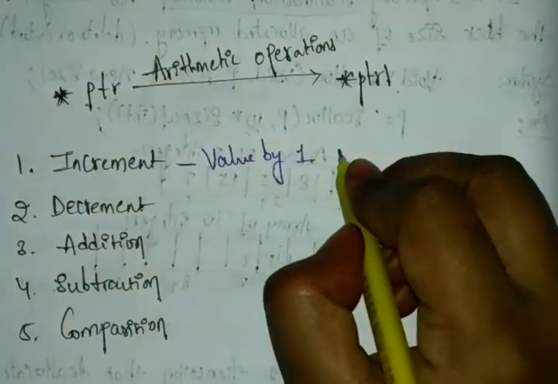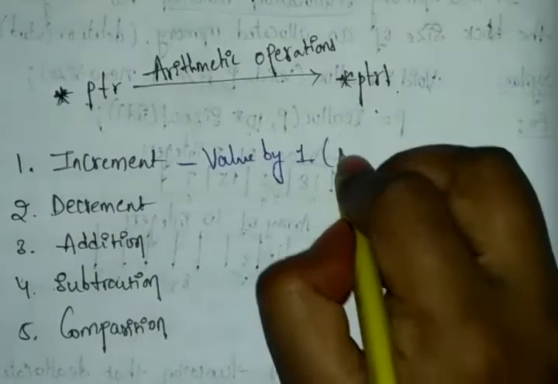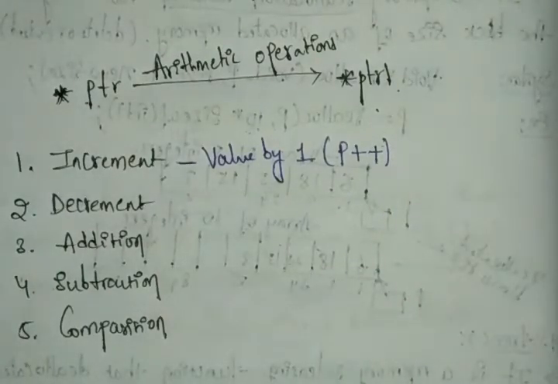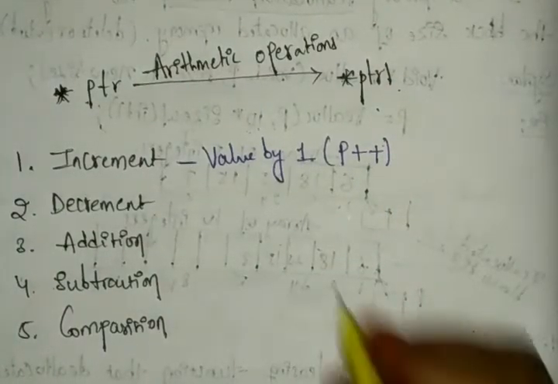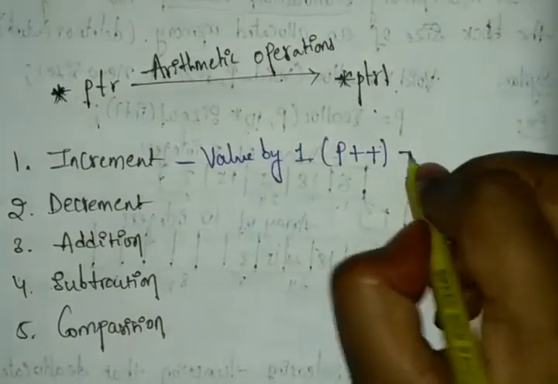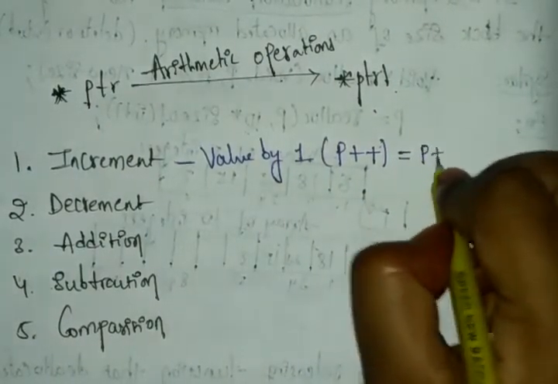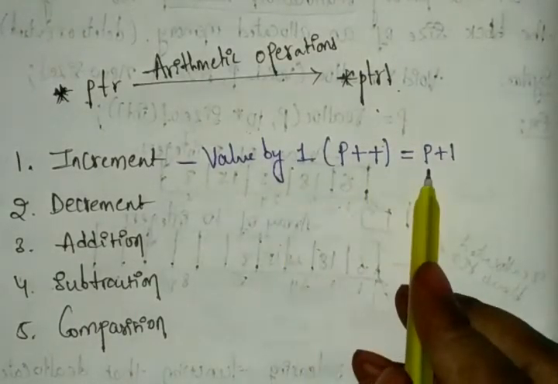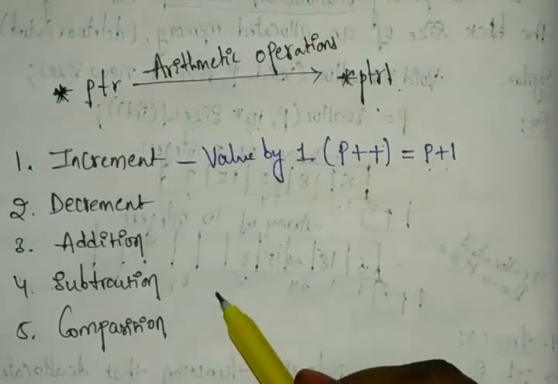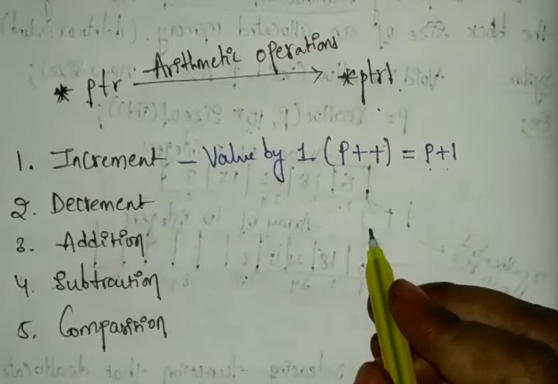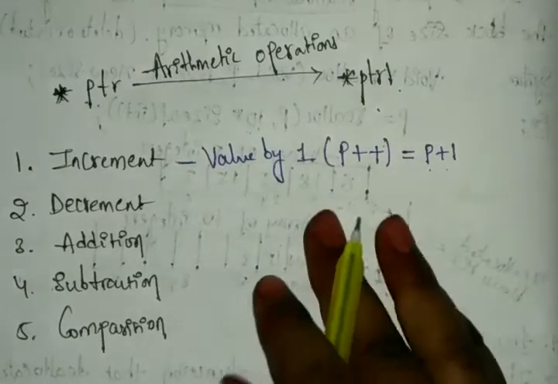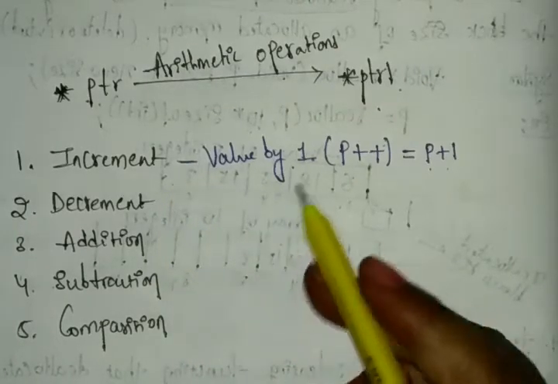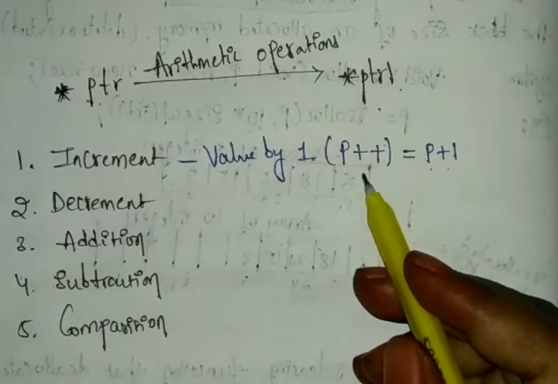So you can write the pointer value like this, p plus plus. Okay, so suppose you are increasing the value by 1, right? So you can write that as p equal to p plus 1. If you are increasing the value by 1, you can write the p plus 1 value. So suppose if you are taking an integer value, the integer value will take 2 bytes of memory, right?